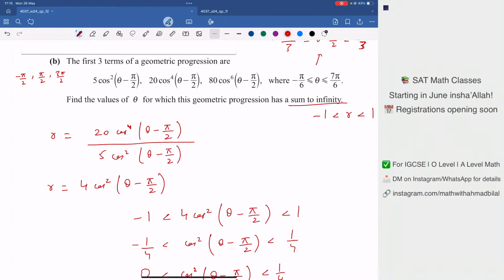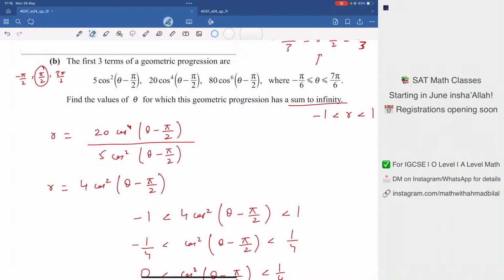Let's check that. If we input theta equal to pi over 2 here, so in fact, how can we get pi over 2 inside? One possibility of getting pi over 2 inside could be that the value for theta is pi. So if theta is equal to pi, then this whole thing becomes 0. And that will make all the terms of the sequence zeros. And that's not a standard geometric progression.